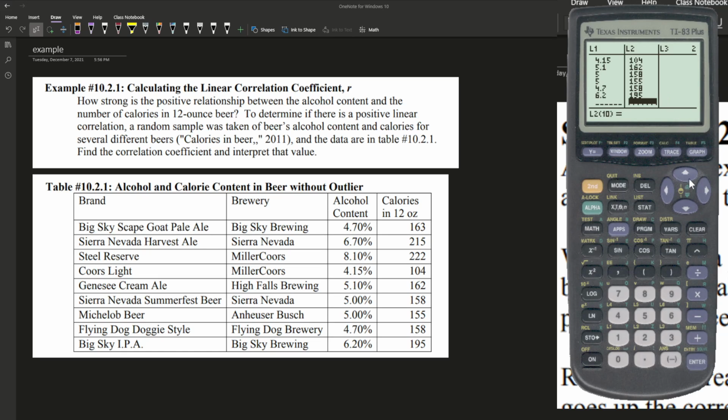And now that we have all of our data entered, we can go to stat, tests, and we want to go to LinRegTTest. Make sure our X list is L1 and our Y list is L2. We talked about how to choose this last class. In this case, our choice here shouldn't make a difference.